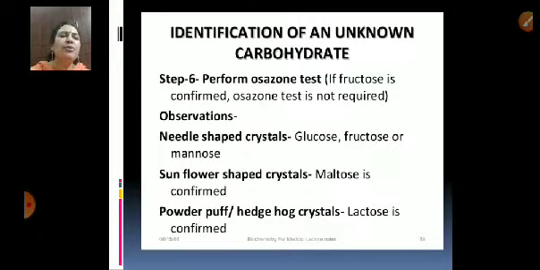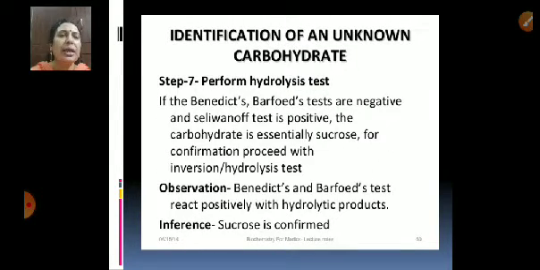Then what we have to perform? Osazone test. Osazones are crystals. So glucose forms glucosazone crystals, fructose forms fructosazone, like that. Maltose forms maltosazone crystals. When we perform Osazone test, glucose, fructose, mannose, all of them produce needle-shaped crystals. Sunflower shaped crystals are produced by maltose, or sunflower shaped crystals of maltosazone. Powder puff like or hedgehog like or cotton ball like crystals are produced by lactose. Lactosazone crystals are hedgehog shaped or cotton ball or powder puff like.